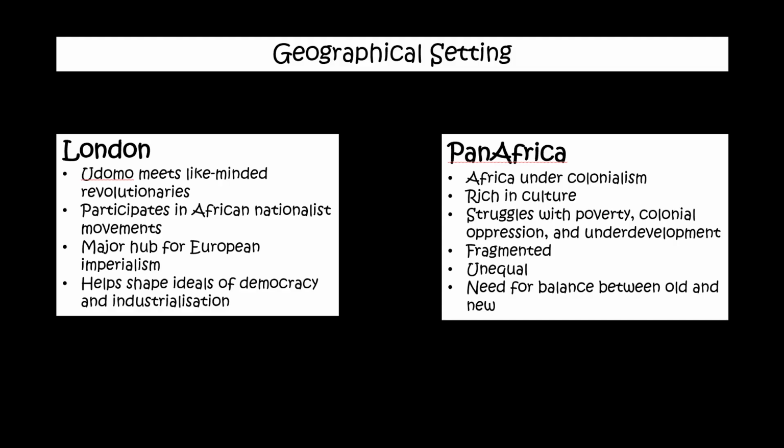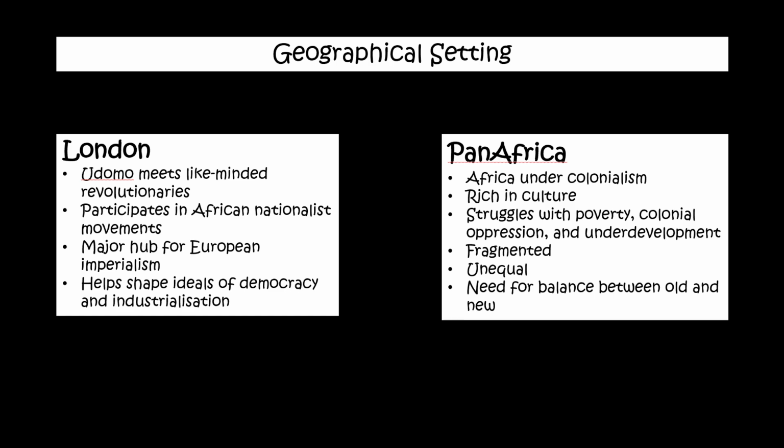As such, in the early parts of the novel, we see Udomo, who is living in London where he is studying and where he also meets like-minded revolutionaries like Lanwood, Menti, Adebhoy, and Mabi. In London, the group participates in African nationalist movements that help to speak out against colonialism back home. London, therefore, in the book, is presented as a major hub for activism that allows the revolutionaries to strategize, debate, and form alliances with intellectuals and radicals.